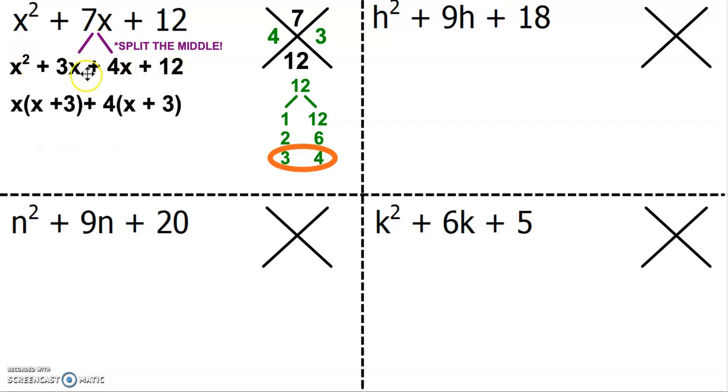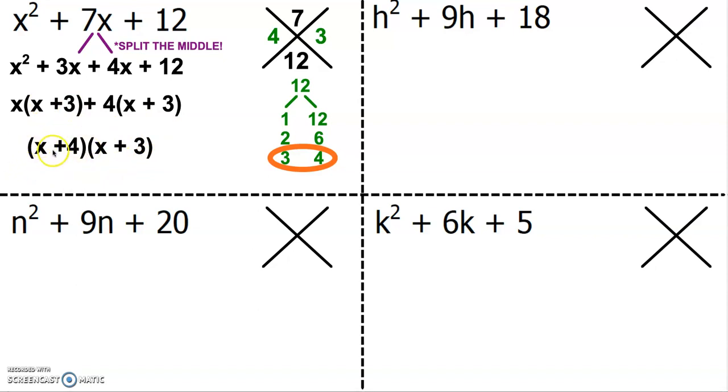So grouping your first 2 terms and your last 2 terms. What can I pull out of x squared and 3x? I can pull out an x, and I'm left with x plus 3. What do 4x and 12 have in common? They have a 4 in common, and I'm left with x plus 3. Now from our grouping method, I can bring together my factors. I can have x plus 4 and x plus 3. So now I've factored that trinomial.